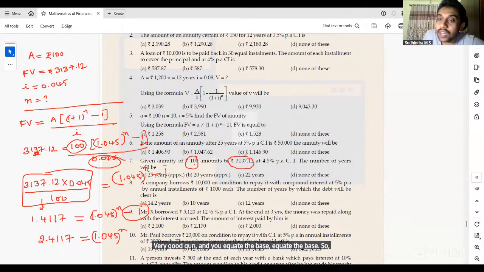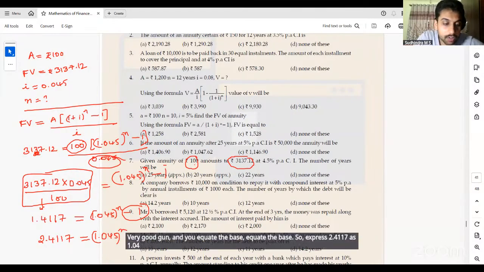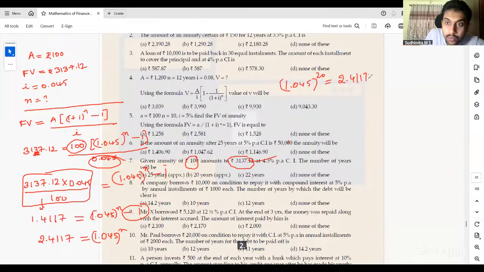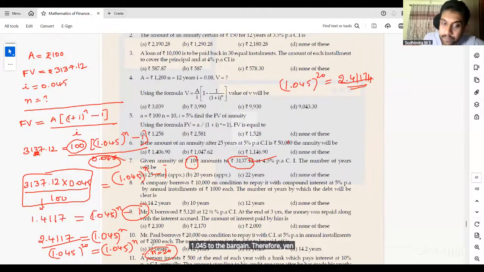Equate the base. So express 2.4117 as 1.045 to the power something. So if I go ahead and find that, I get 1.045 to the power 20 as 2.411714. So it's almost equal. So I can write 2.4117 as 1.045 to the power 20, equal to 1.045 to the power n. Therefore, n is 20. Hence, in the options we have option B, 20 years approx. That is the final answer.